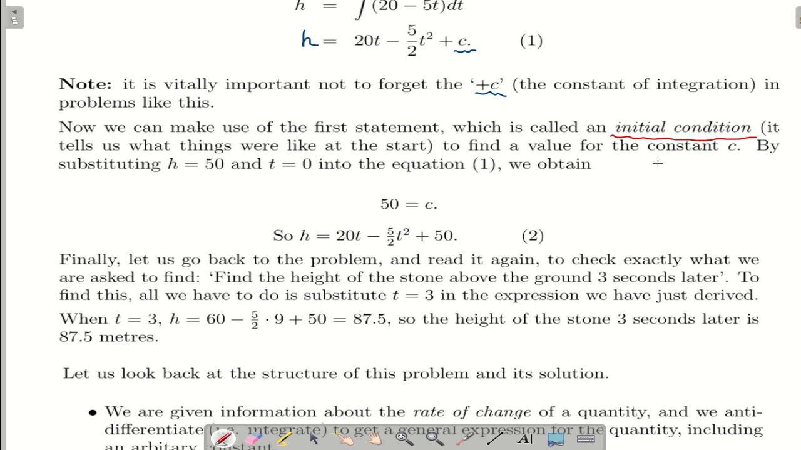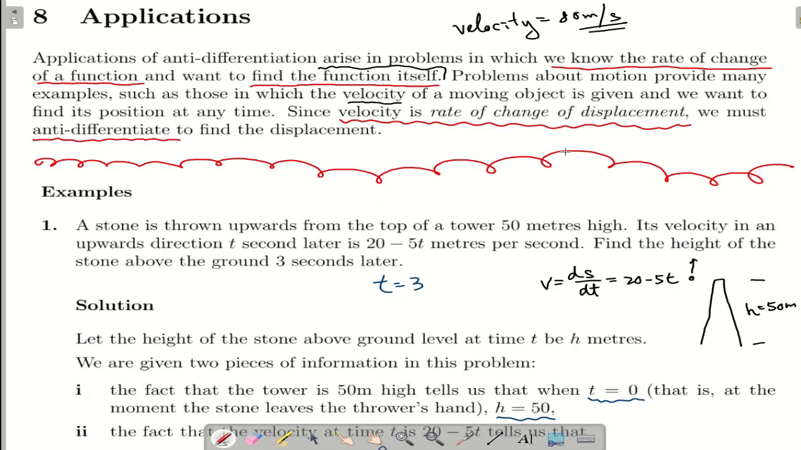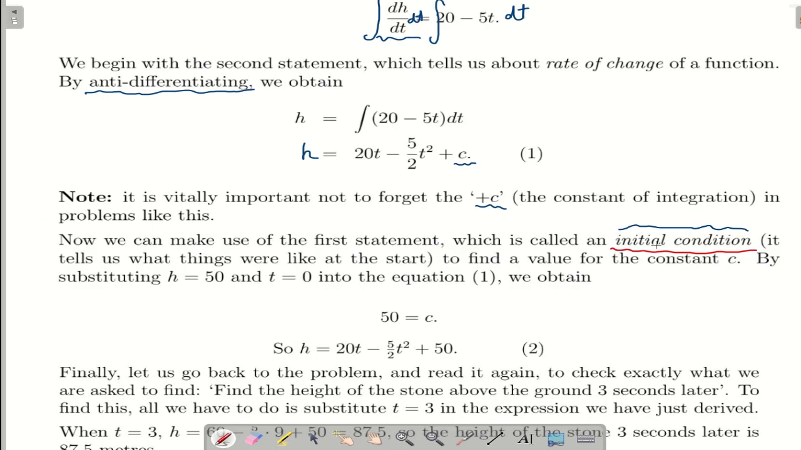We have the initial condition. What is meant by the initial condition? The question says that when t is equal to 0, h is equal to 50, right? So we substitute h equals 50 and t equals 0 in here. This one cancels out, and we get c equals 50. We substitute c equals 50 into the original equation, and we get this equation of h.